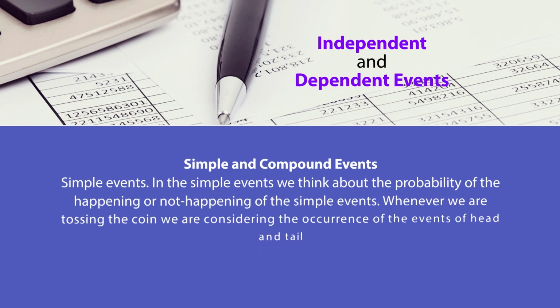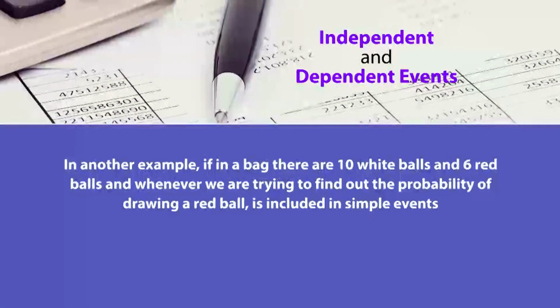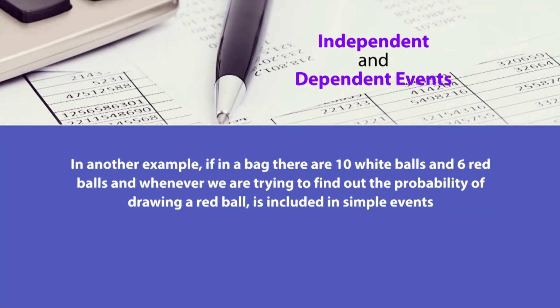And simple and compound events are there. In simple events, we think about the probability of the happening or not happening of the simple events. Whenever we are tossing the coin, we are considering the occurrence of the events of head and tail. In another example, if in a bag there are 10 white balls and 6 red balls, and we are trying to find out the probability of drawing a red ball, it is included in simple events.